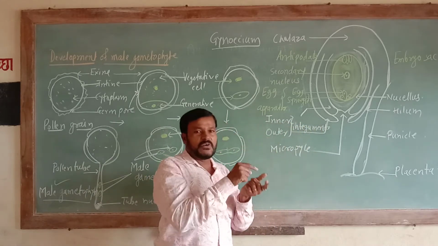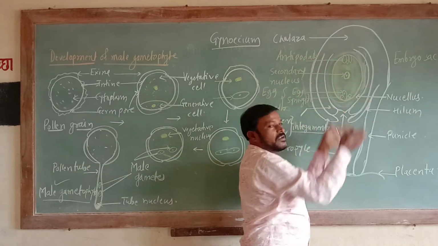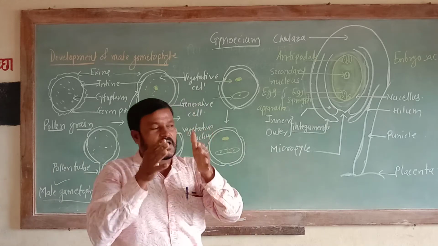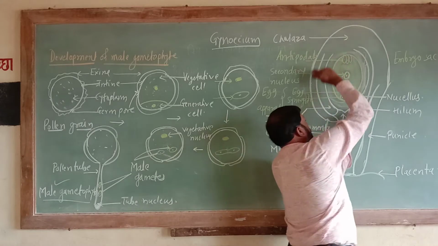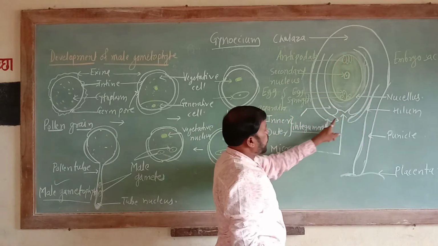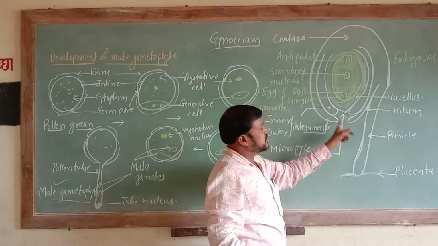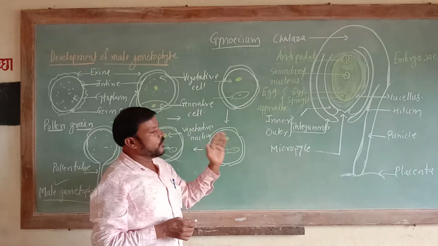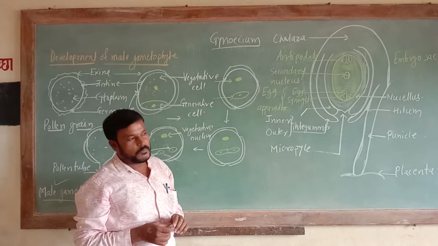Ana means inverted. Near about 15% are orthotropous. Ortho means straight. Then what is the meaning of anatropous? That is inverted, with the micropylar end towards the base. Such ovules are called anatropous ovules. Now we are studying in detail the structure of the anatropous ovule.